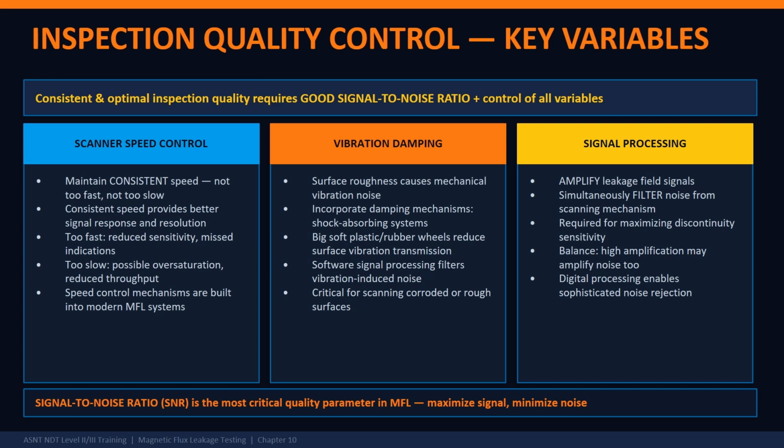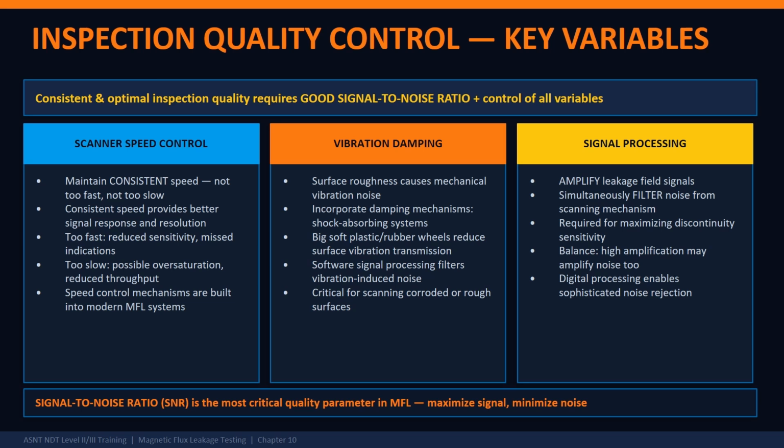This question appears repeatedly in certification exams. Why use rubber wheels on MFL scanners? Answer. To reduce vibration-induced noise. Many candidates get trapped here. They think wheels improve mobility only. No. Noise reduction is the real engineering reason.